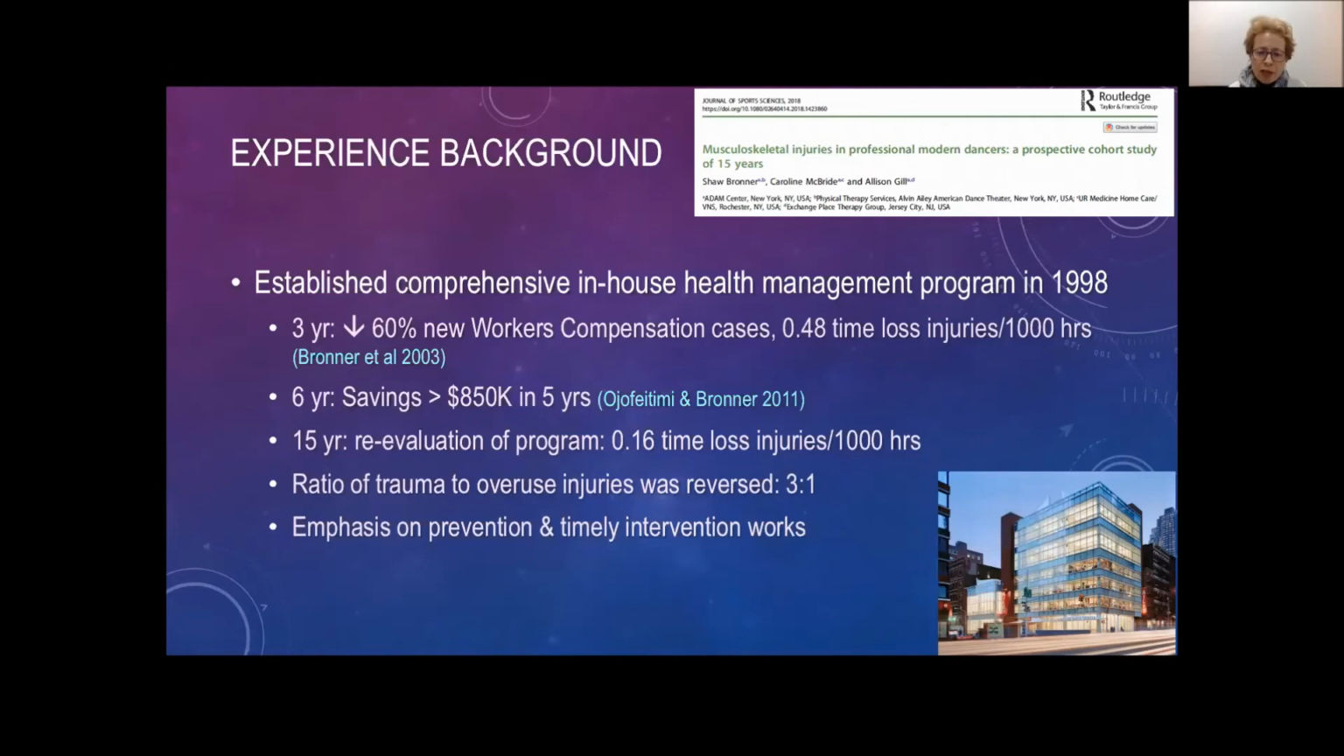The other thing that was interesting is that we were able to change the ratio of trauma to overuse injuries. We reversed this to a 3-to-1 ratio, which again, I think is about being on top of things, getting into the rehearsal studio, watching what they're doing, protecting them. It really makes a difference in your overuse injuries.